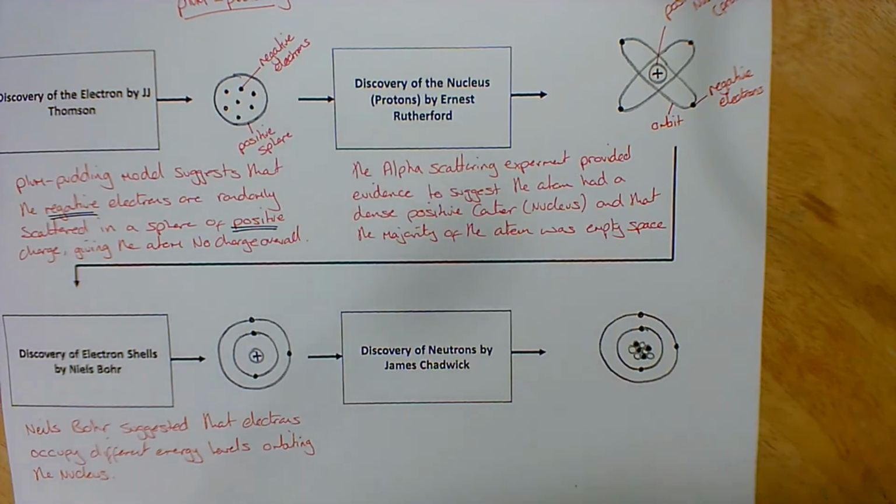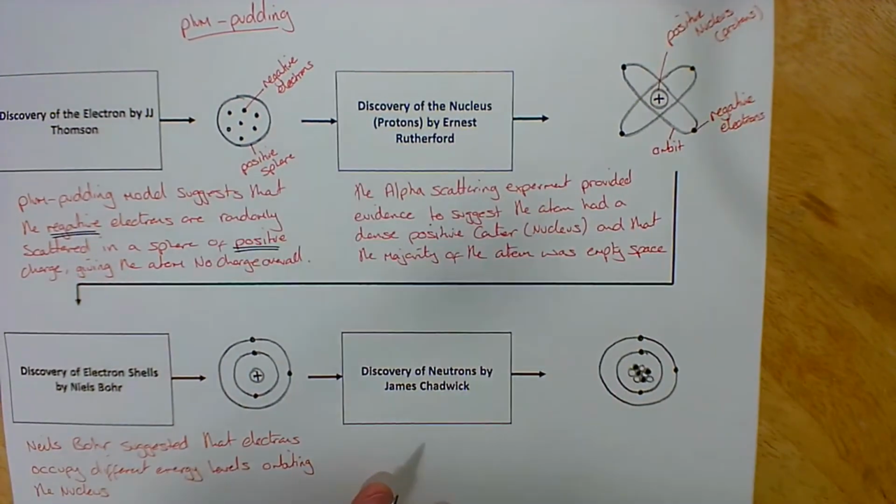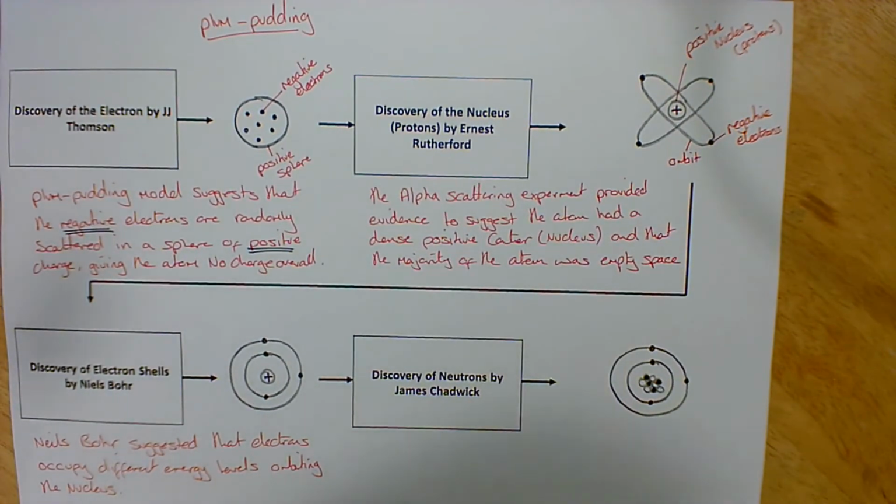So the next discovery was made by James Chadwick, the discovery of the neutron. So they already knew that the atom was heavier than it suggested. They roughly double the mass based on the protons. So they knew there was something else in the nucleus. And actually this was the last subatomic particle to be discovered.